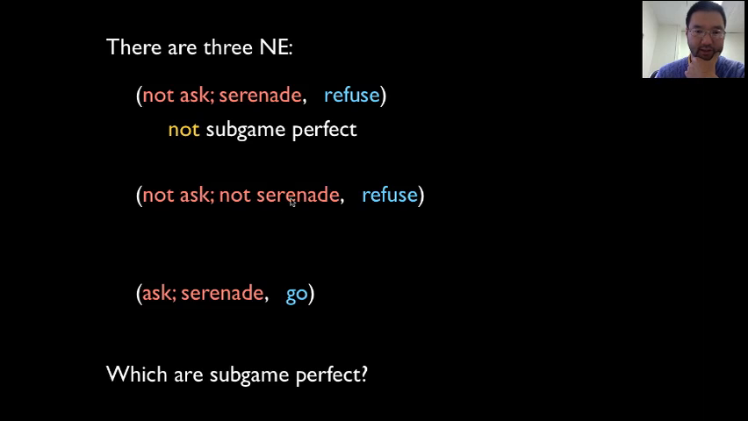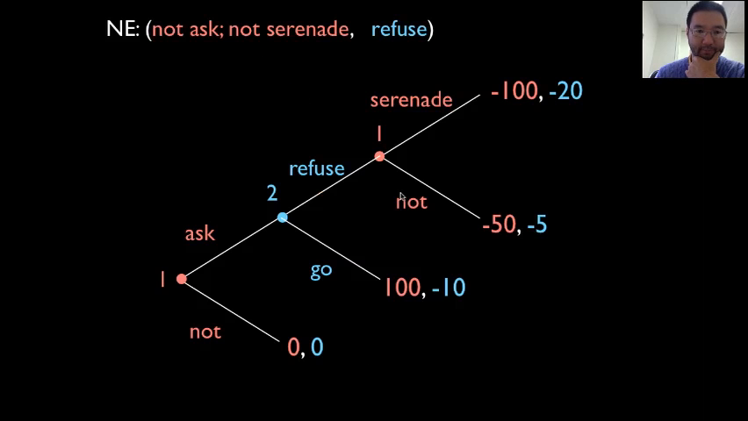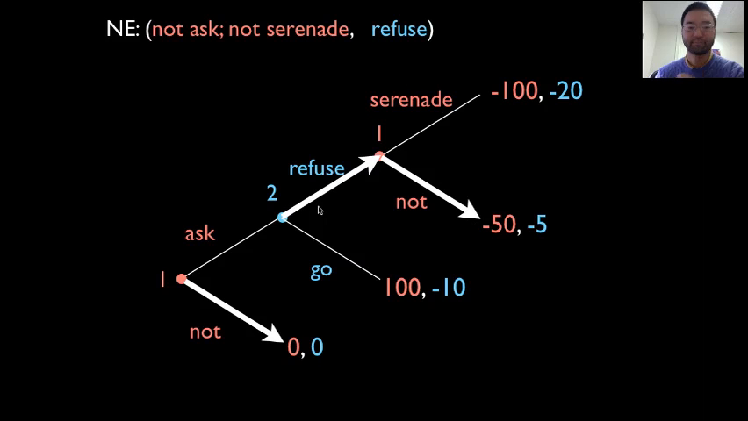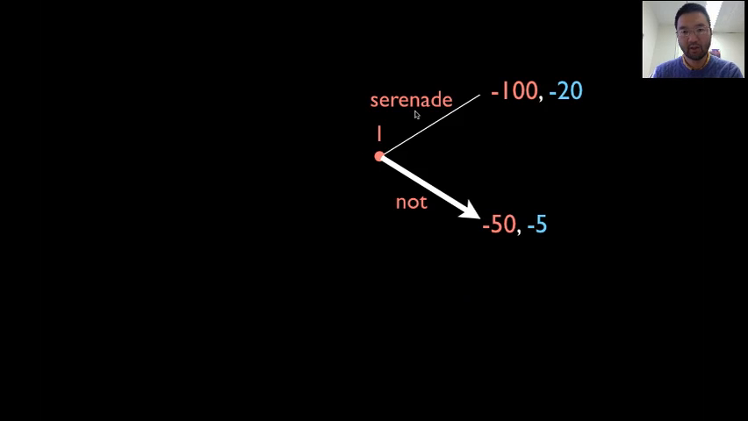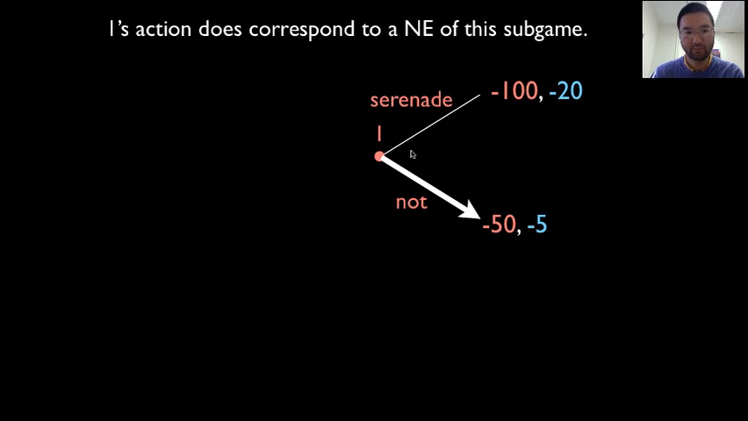Okay, this is not ask, not serenade, refuse. So here 1 is playing not ask. 1 doesn't serenade, so we put that little arrow there. And then 2 refuses. Okay, so let's check. We have to check every subgame. Is this Nash equilibrium subgame perfect? First we check that subgame. Is person 1's action here, does it correspond to a Nash equilibrium of the subgame? And the answer is yes. Minus 50 is bigger than minus 100, so 1 is doing the best response. It does correspond to a Nash equilibrium of the subgame.